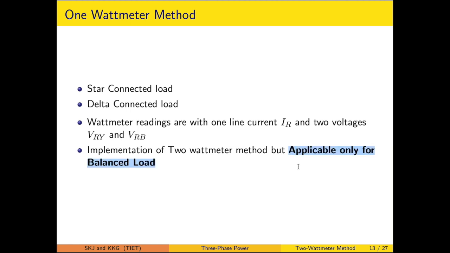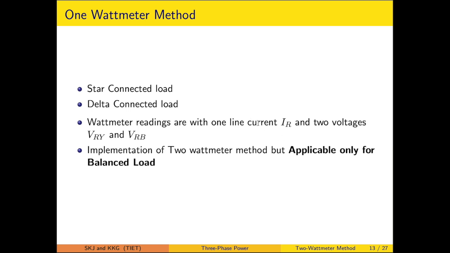Why is there a restriction? That has to be understood, that we will only be measuring one line current IR. Previously we measured the 2 line currents IR and IB, but in this only one measurement is done. So that is suggesting that it is applicable only for a balanced system.